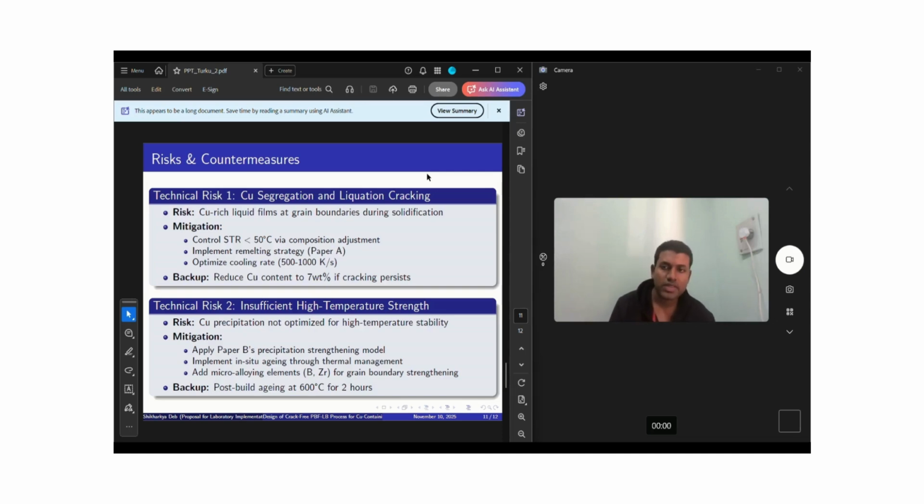The first risk includes copper segregation and liquation cracking. Why are these liquid films dangerous? Because they cannot support mechanical loads when thermal contraction stresses develop during cooling. These weak liquid films tear open, creating intergranular cracks. What is our mitigation strategy for this?